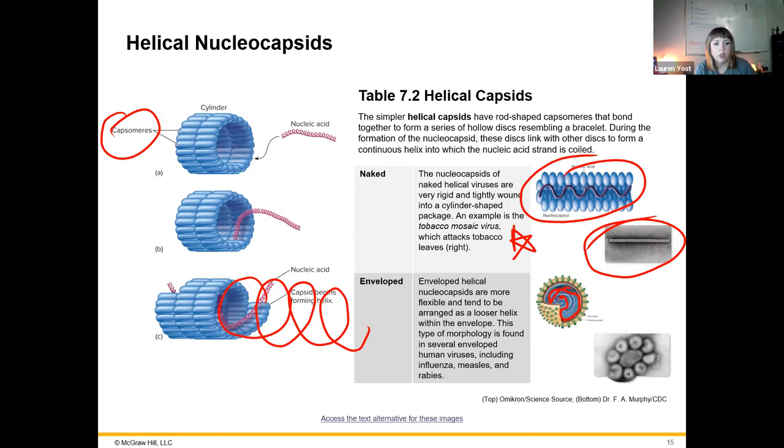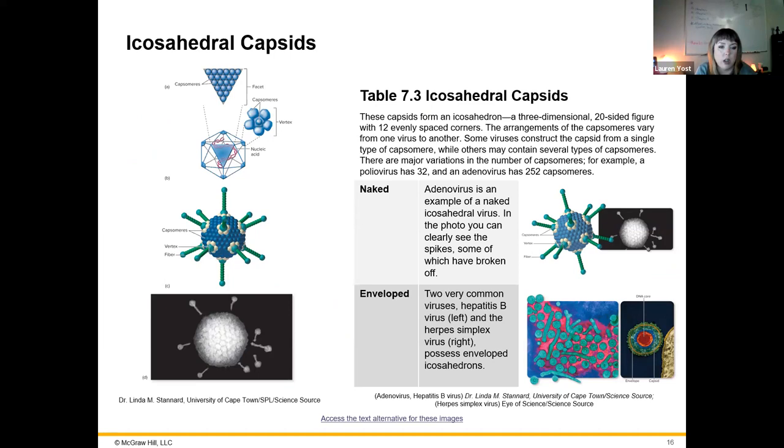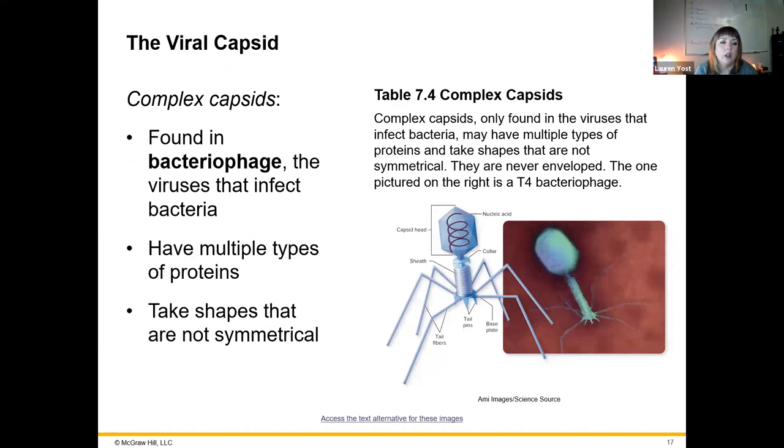These are just showing you some examples of naked and enveloped icosahedral viruses. I don't need you to know too much about it, except that they have the triangle faces and the spikes around them. We also have some very complex capsids, like what we see with a bacteriophage. This is literally what bacteriophages look like. This is an actual electron micrograph of one, an actual real thing.